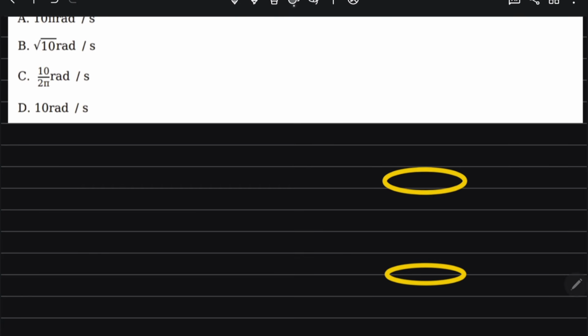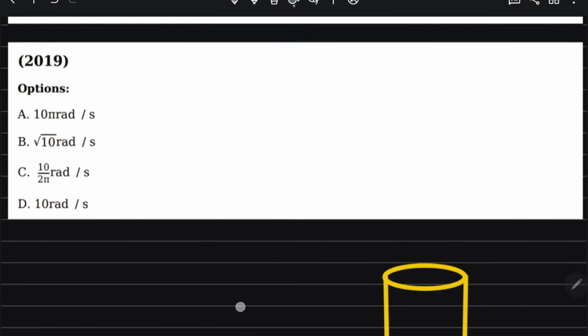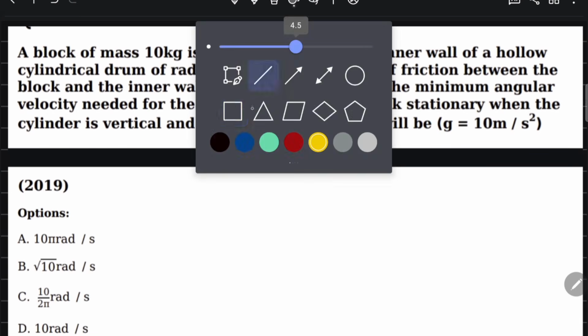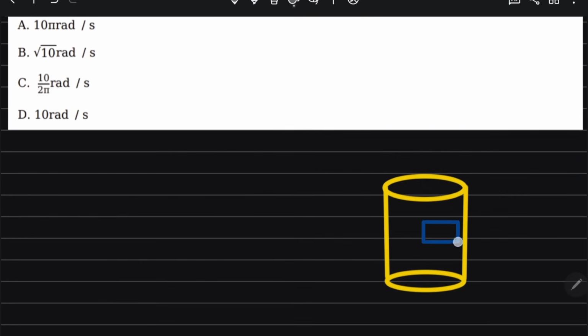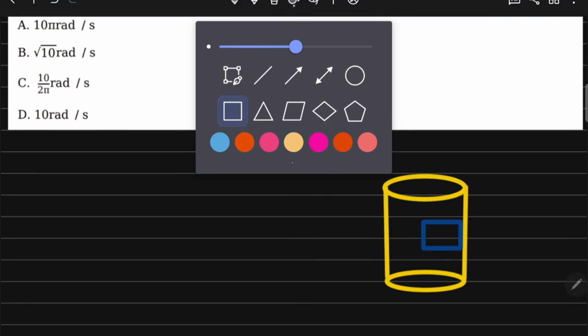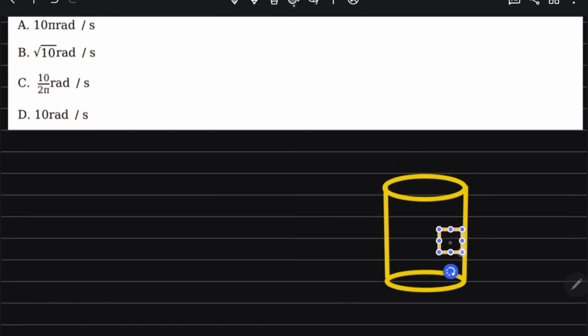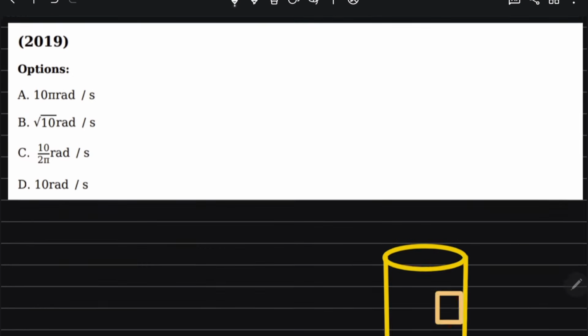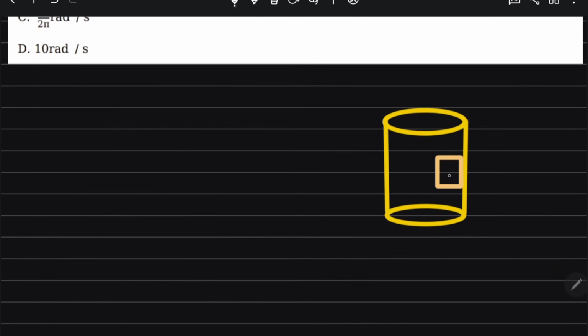This is your diagram. Here, this is a cylinder, an inner hollow cylinder, whose block is going to be attached, and that is 10 kg.